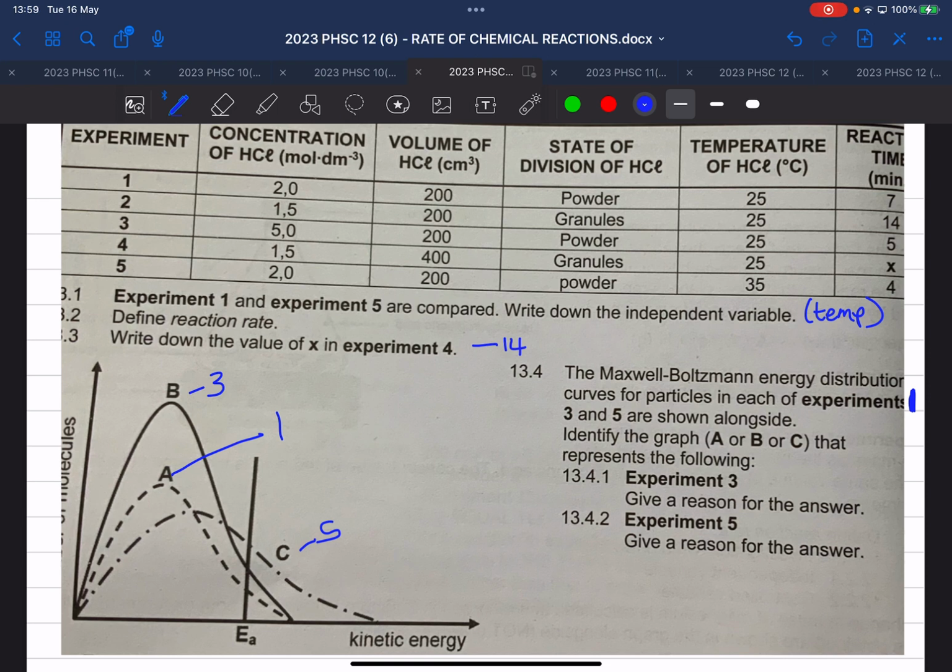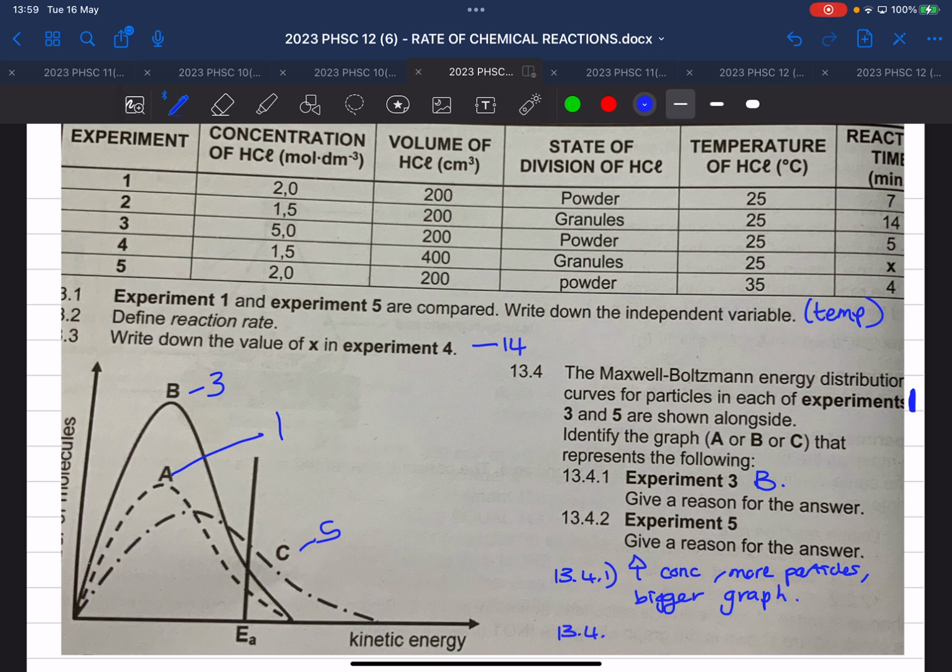Okay, so they asked which one fits with experiment 3? We said that is B. And they asked, give a reason for your answer. You're going to say what happened with experiment 3. There was a bigger concentration. So you're going to say bigger concentration means more particles. That's a bigger graph. Okay, 13.4.1. That means a higher concentration means more particles, meaning a bigger graph.